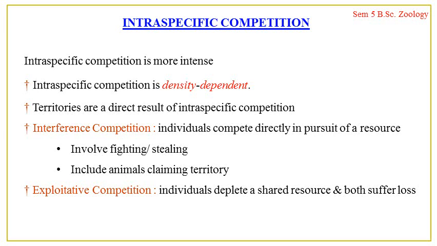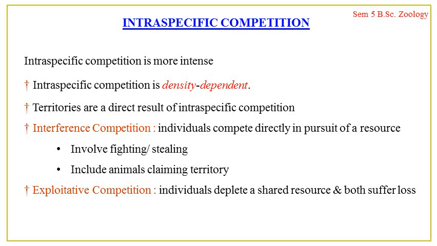Okay, so in populations where the resources are scarcer, more aggressive behavior is likely to evolve. That kind of behavior is also seen. Here, interference competition is one where members of the same species directly compete for the same limited resource. Okay, and this could be seen in two different aspects. One involves direct fighting, or it could be stealing, etc.